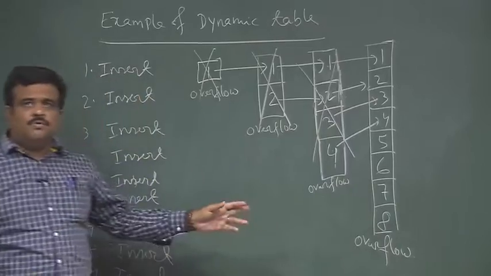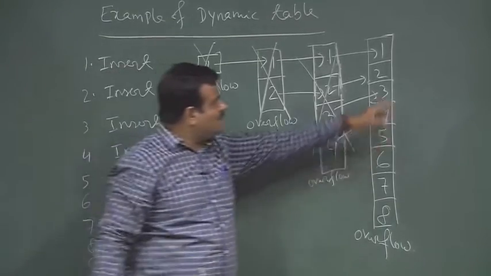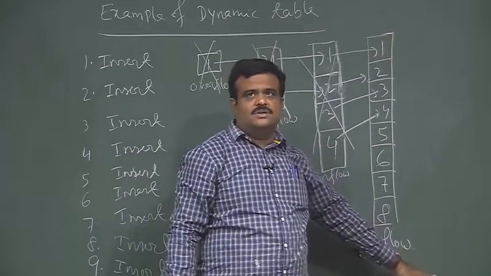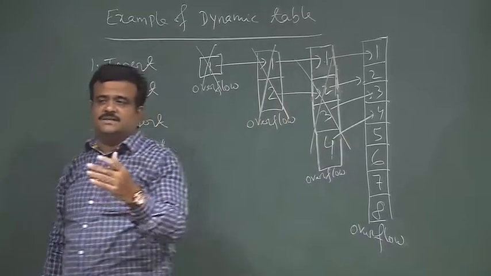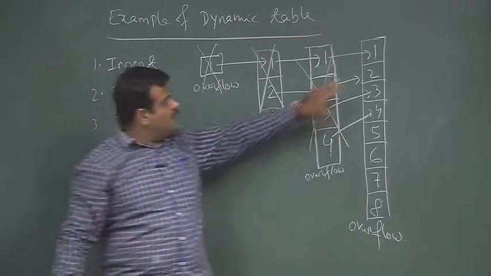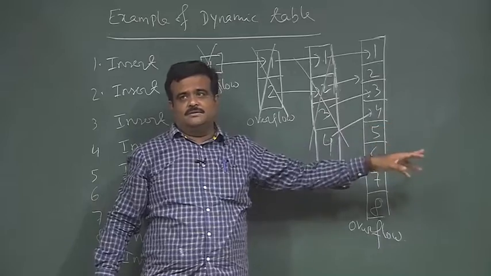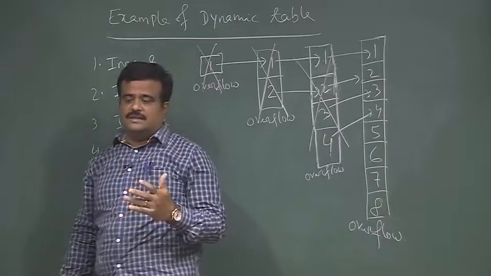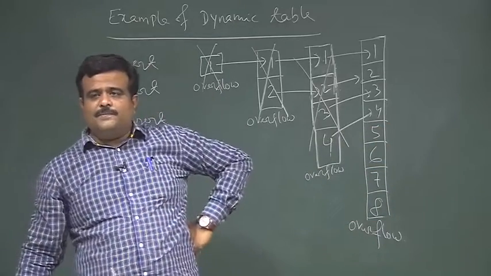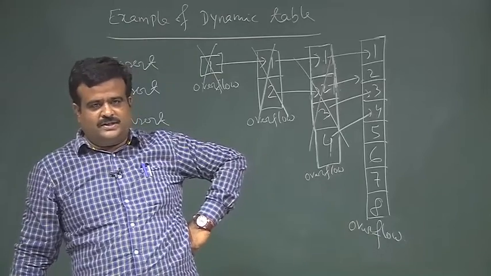So, once there is overflow, then we have to have another table of double size. So, there has to be a table of size 16, and then we have to copy all these items there. So, that will increase our time complexity.